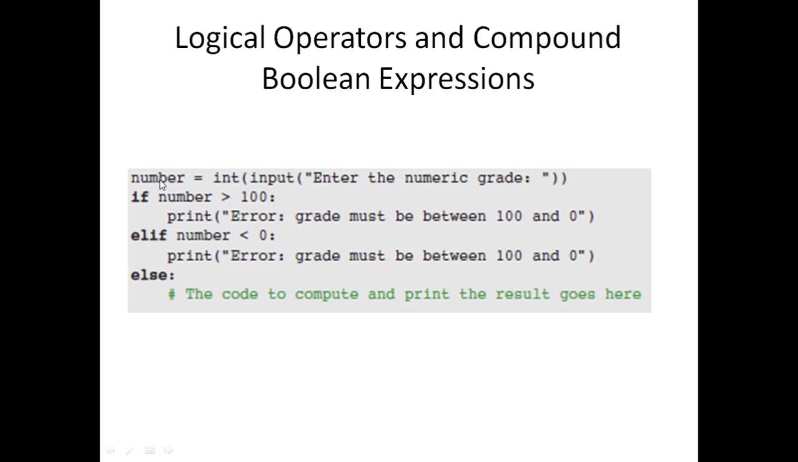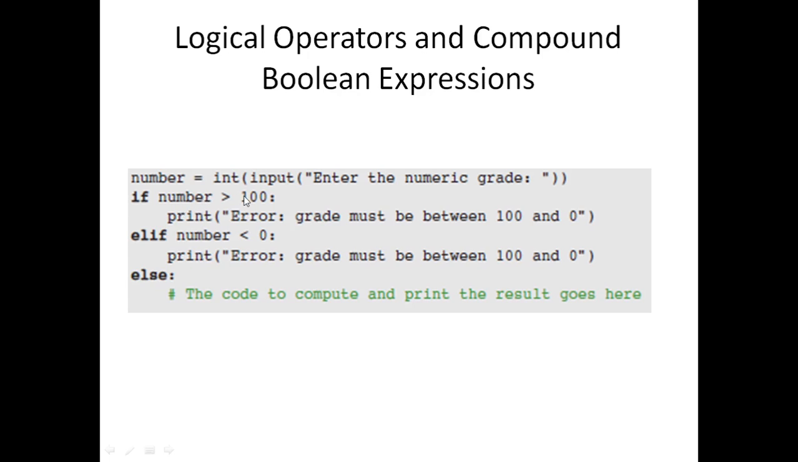We will take one example. We are entering some marks here. We have to first check whether the entered marks are in the range 0 to 100, because all marks should be between 0 and 100. People should not enter marks like 102, or negative marks. So in this case, we have to check whether the marks entered are greater than 100 or less than 0. If we have entered wrong marks, we have to give the error that the grade must be between 100 and 0.